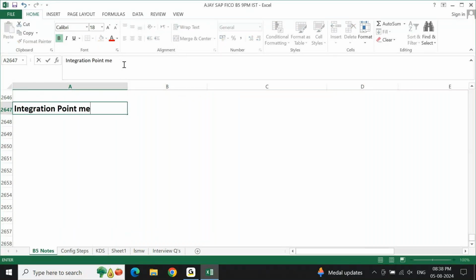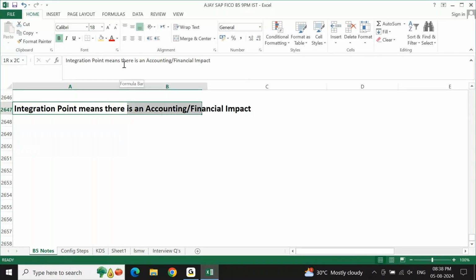Integration point means there is an accounting or financial impact. According to this, we need to have certain basic fundamentals.